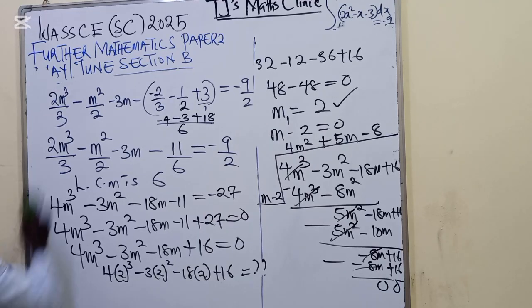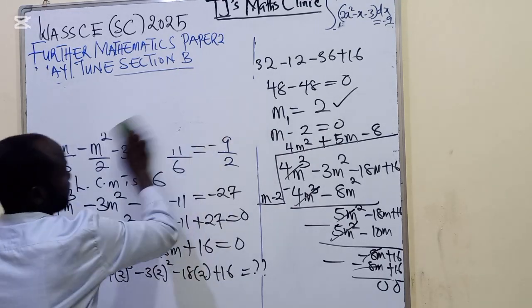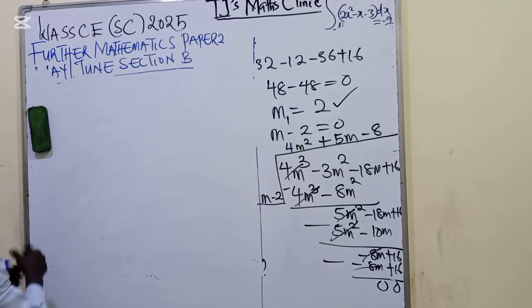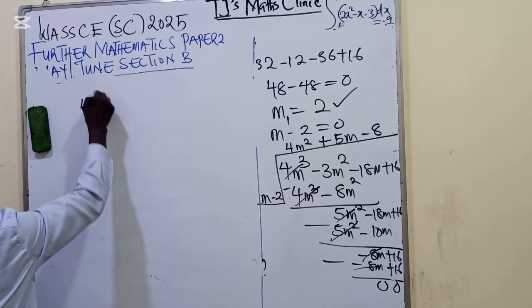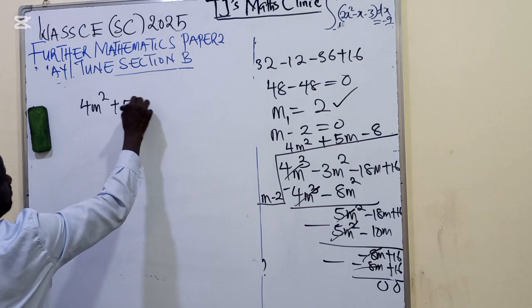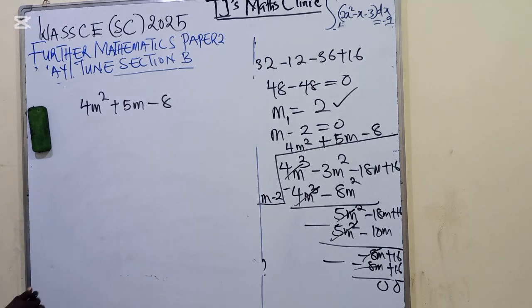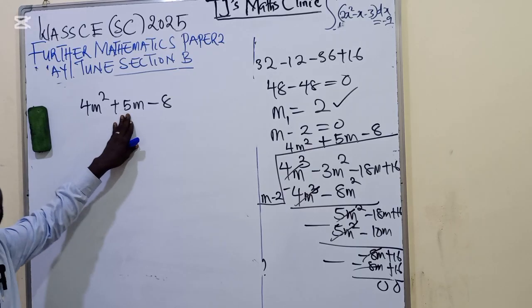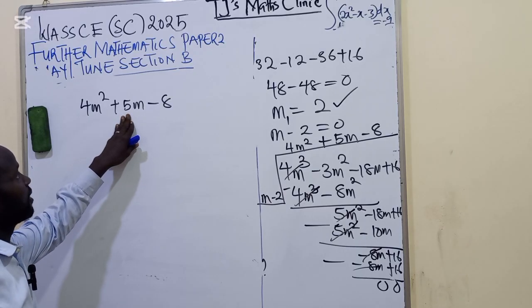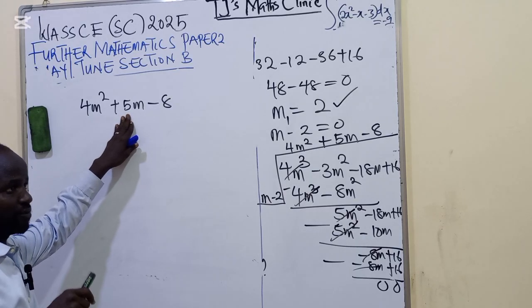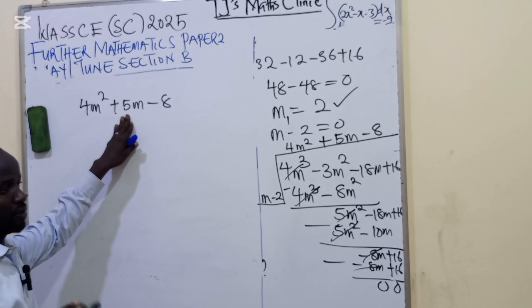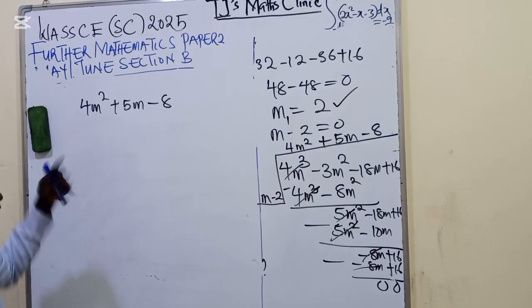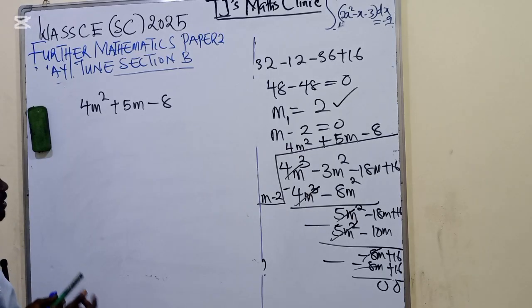But let's check the other factors, whether it will be a real solution or complex solution. What we have now is 4m squared plus 5m minus 8. Is it factorizable? 4 times minus 8 is 32. Two factors of 32 that can give us 5. 8 times 4 is 32. It cannot give us. What about 16 and 2? No. So it's not factorizable. The only thing is we have to use formula method.